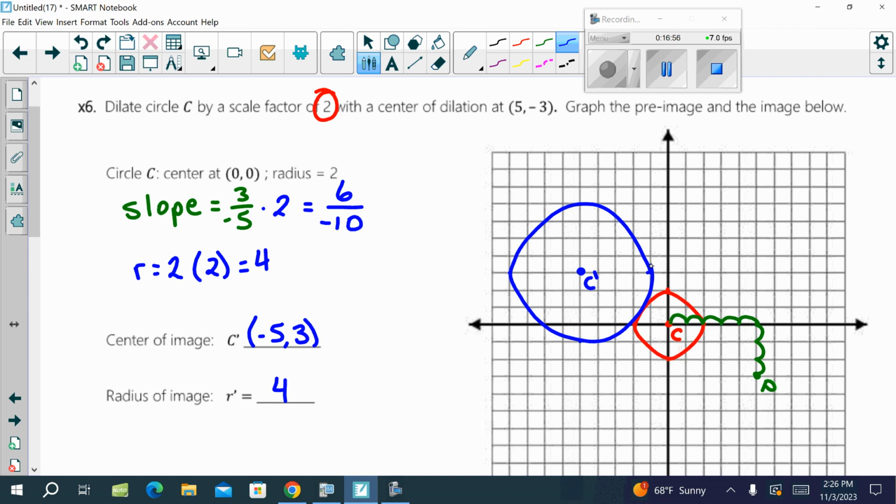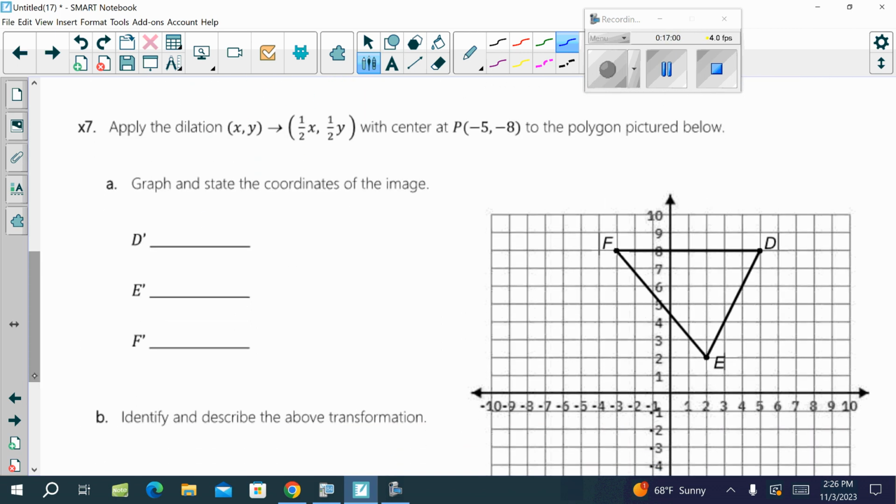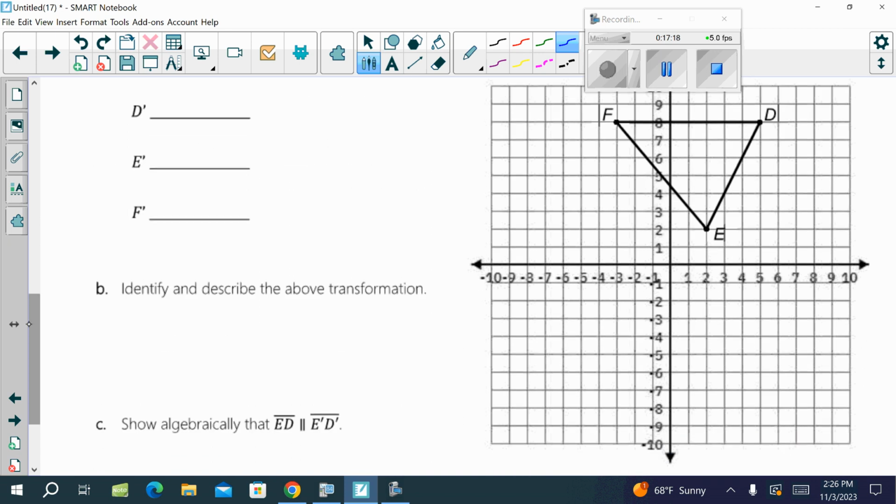Everybody good? Okay. All right, next, instead of a circle, we have a triangle. Our scale factor is how much? 1/2. So are we enlarging this guy or reducing him? Reducing him. So we want to reduce him towards the point -5, -8. So -5, -8. You need to put point P. So this triangle is going to get smaller towards point P.